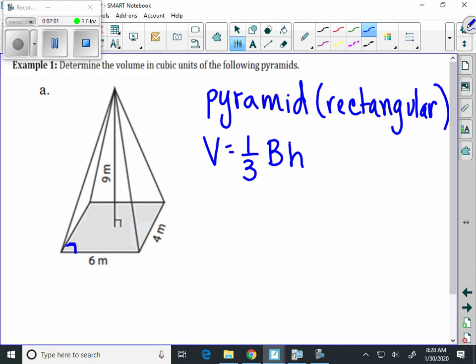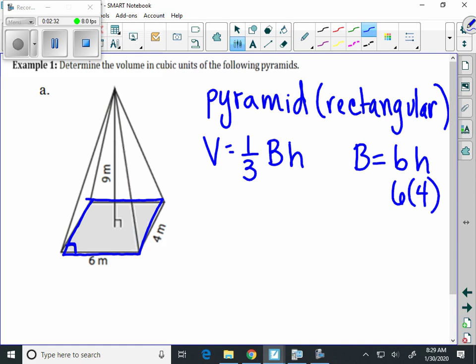And the area of a parallelogram, which also qualifies for a rectangle, is base times height. So if we look at this shaded portion, and let me highlight it for people watching the video, there's the base, and it's shaded, and you can see that on your paper as well. We're going to take 6 times 4, which is 24, and that's the area of the base.